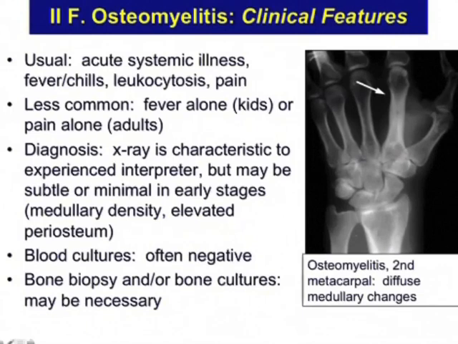And once you get that biopsy, you send it to culture, and that is really the best way for you to grow the organism. Because if you just did a blood culture, which we often also do in somebody with suspected osteomyelitis, the chances of growing the organism are only about 50% out of a blood culture.